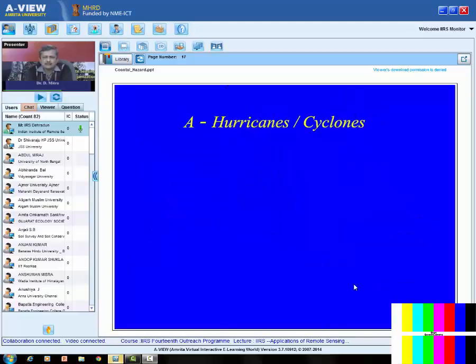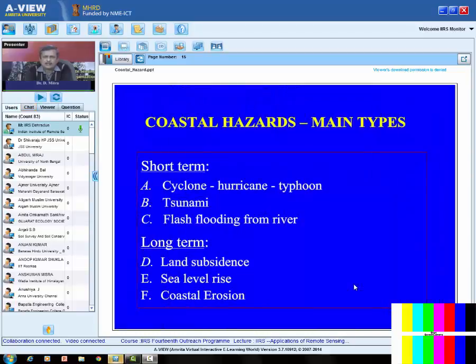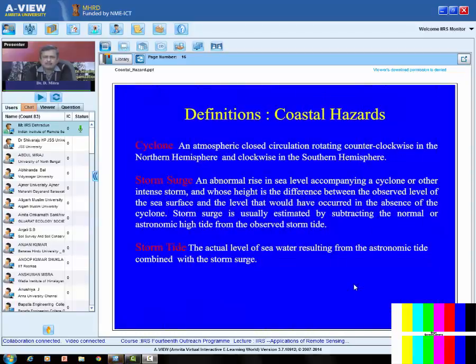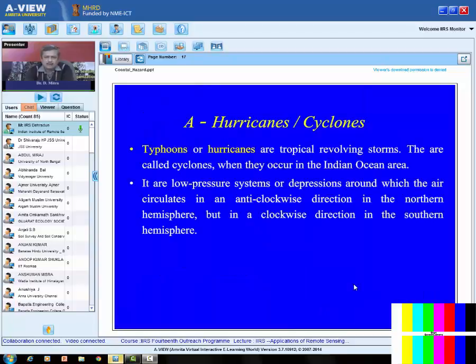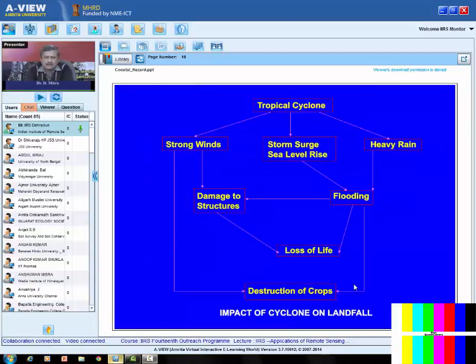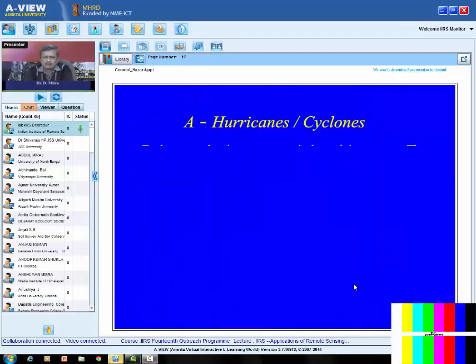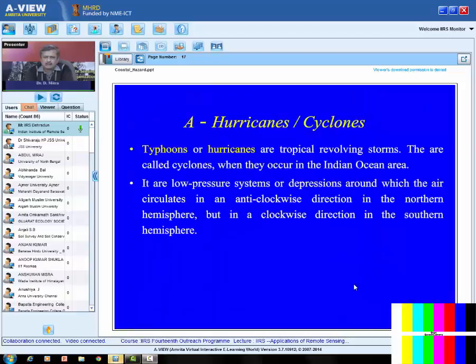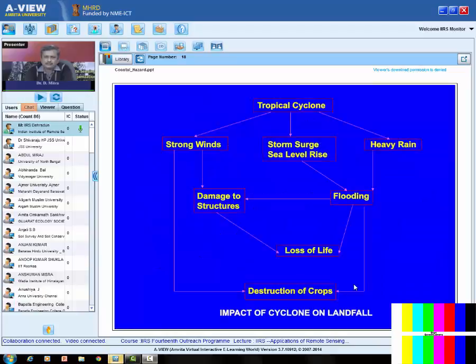Coastal hazards, as I told you, are mainly short term and long term, and there are cyclone, storm surge, or storm tide. They are the disasters which are happening. Like in case of cyclones or hurricanes, I'm sorry for the slides, they are automatically going one step ahead. They are tropical revolving storms, they are called cyclones, and they occur in the Indian Ocean region.